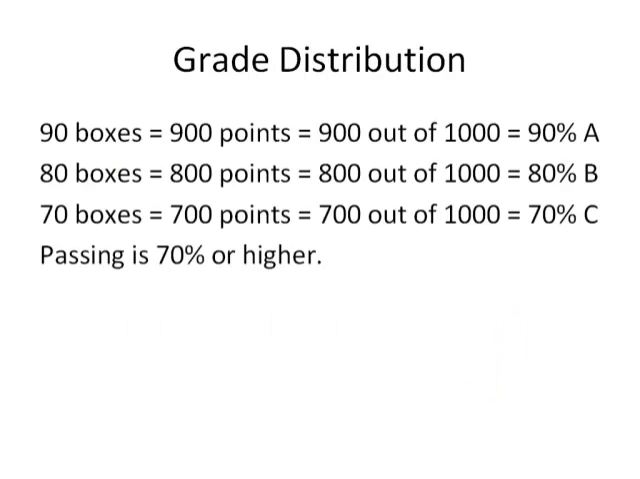Okay, the grade distribution in the class, we have it set up that in order for you to earn the A, you need 900 boxes out of 1,000 to get the 90%. To earn the B, you will need 800 boxes out of 1,000. And to earn the C that John is looking for, he needs 700 boxes out of 1,000 to get the 70%. And that's why he's asking for the 70% to pass the class.